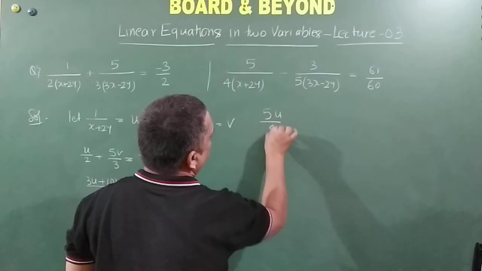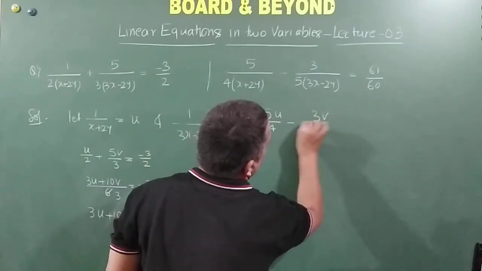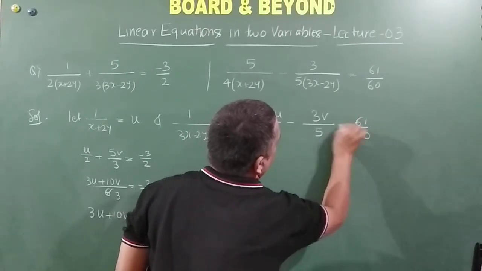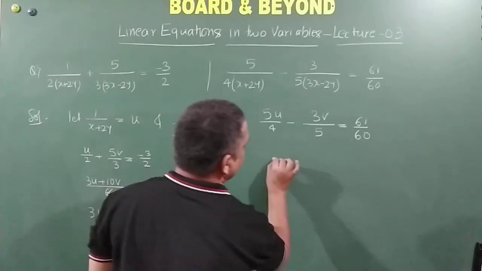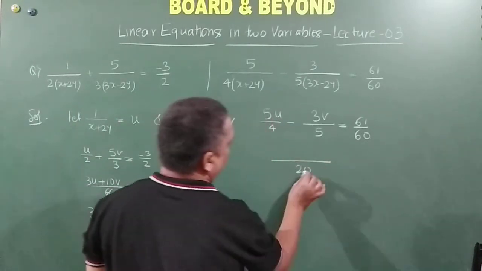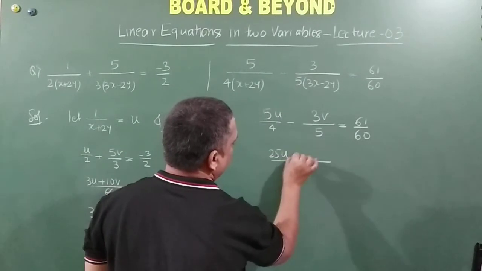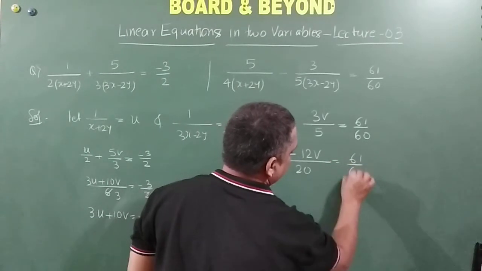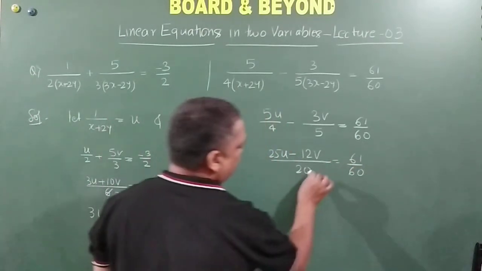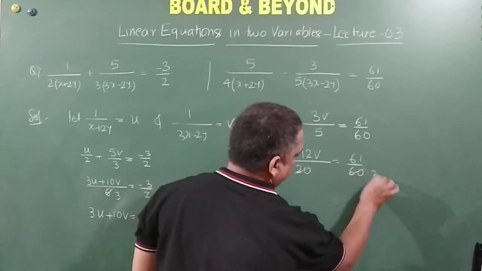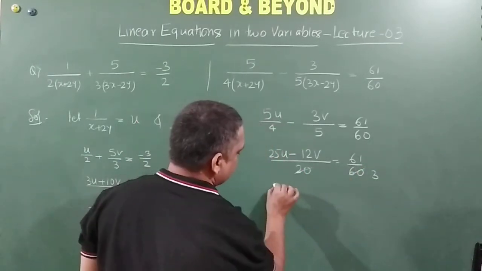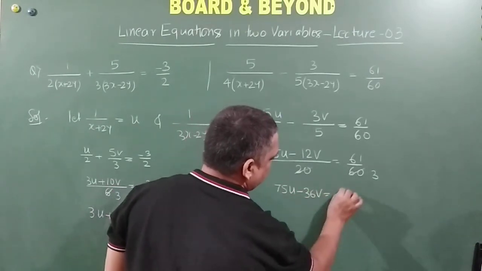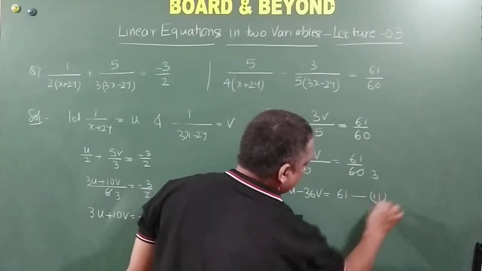5u by 4 minus 3v by 5 is equal to 61 by 60. This is what is given. So let's take the LCM here. LCM is 20. 5 into 5 is 25u, minus 4 into 3 is 12v, equal to 61 by 60. So we can very well cancel this and write 3 here, then multiply here. This becomes 75u minus 36v is equal to 61. This is my equation number 2, friends.